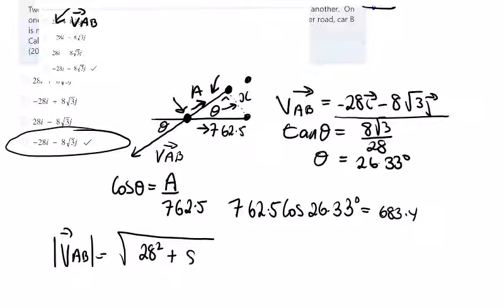So I'll just put in 8 root 3 to be squared, just to be sure. 8 root 3 to be squared, and that's coming out to be 31.24. And if I divide my 683 by 31.24, what do I get? 21.875 exactly.